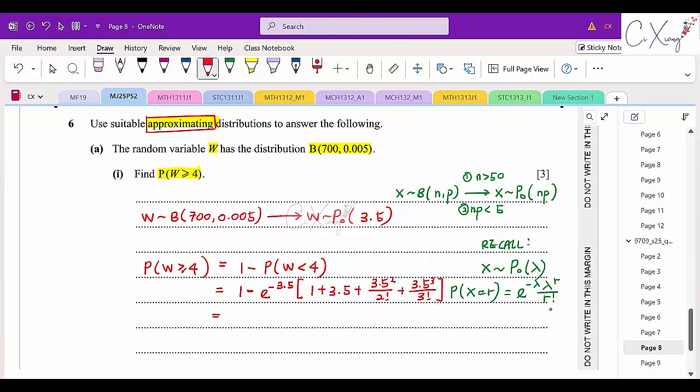Then after that, just press the calculator. By right, you should be having 0.463, correct to 3 significant figures, as your answer.